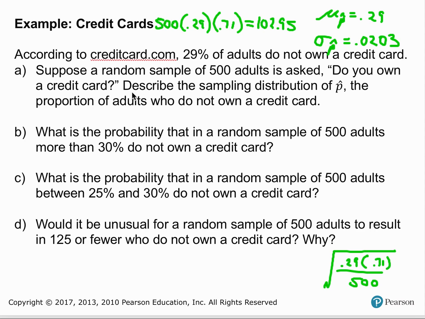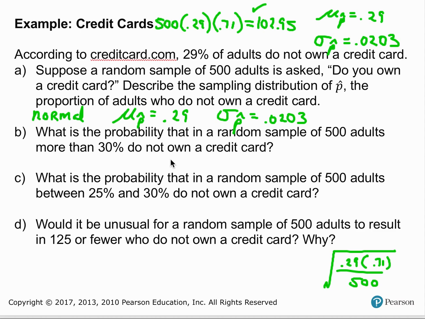All right, this one just said describe the sampling distribution. So we know it's normal because these two conditions are met. Well, this is less than 5% and this is more than 10, so it's normal. And we know the mean, mu sub p hat, is 0.29 and the standard deviation is 0.0203.